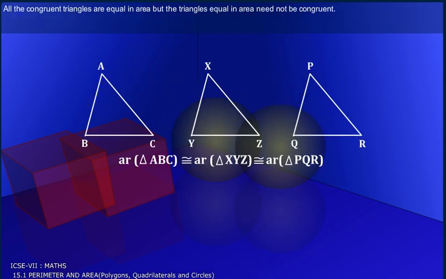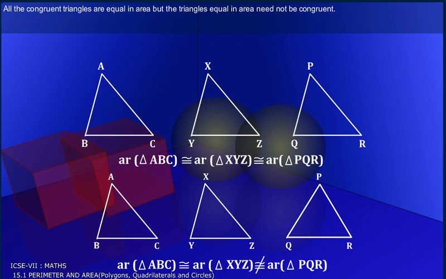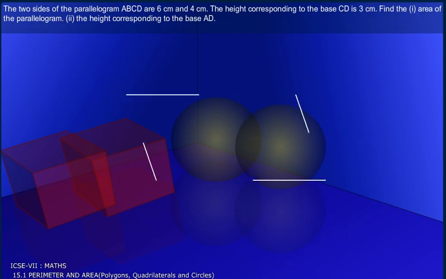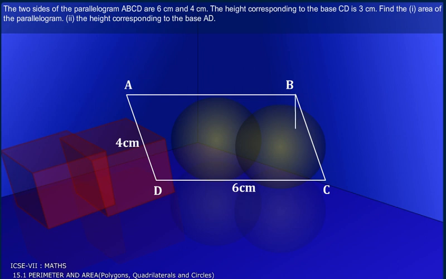All the congruent triangles are equal in area, but the triangles equal in area need not be congruent. The two sides of the parallelogram ABCD are 6 cm and 4 cm.